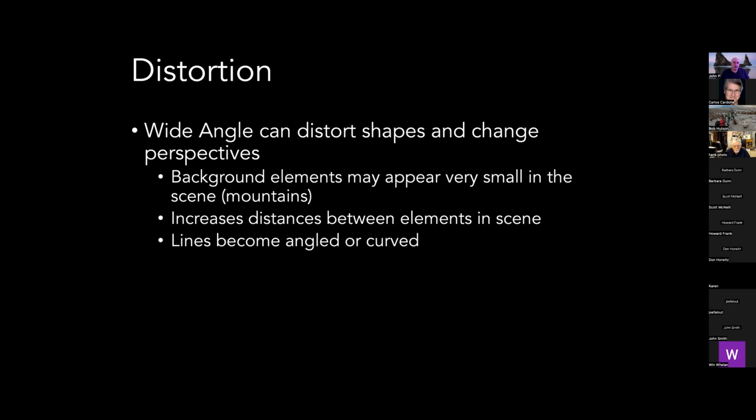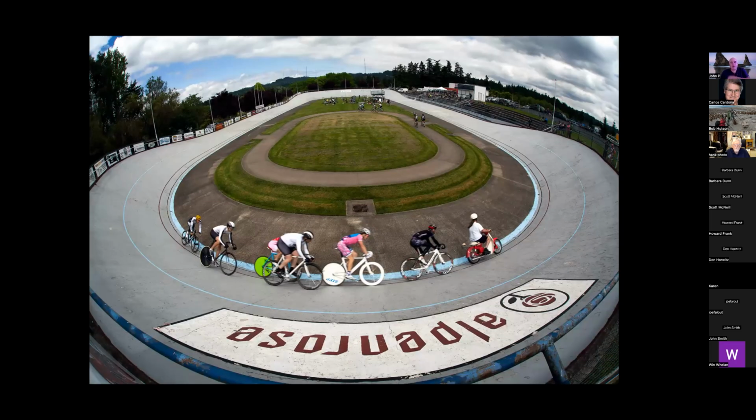Sometimes lines can become angled or curved because of that distortion. As an extreme example, this is a velodrome here in town, and this was shot with an 8mm fisheye lens. The distortion is crazy cool to see, but it's not accurate to what my eye saw. It really warped the entire frame, especially the lower corners. That's what fisheye lenses do.